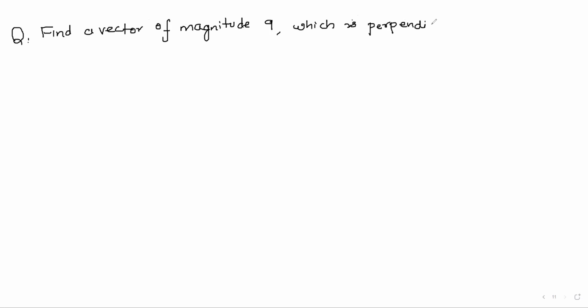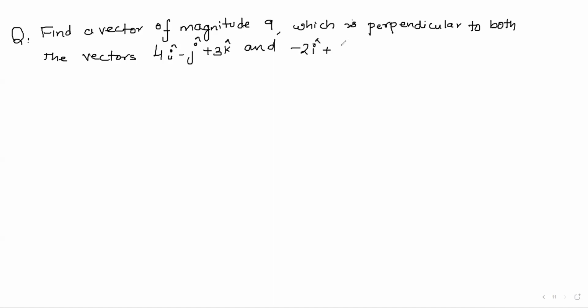This is also a very, very good question. Find a vector of magnitude 9 which is perpendicular to both the vectors 4 i cap minus j cap plus 3k cap and minus 2 i cap plus j cap minus 2k cap.